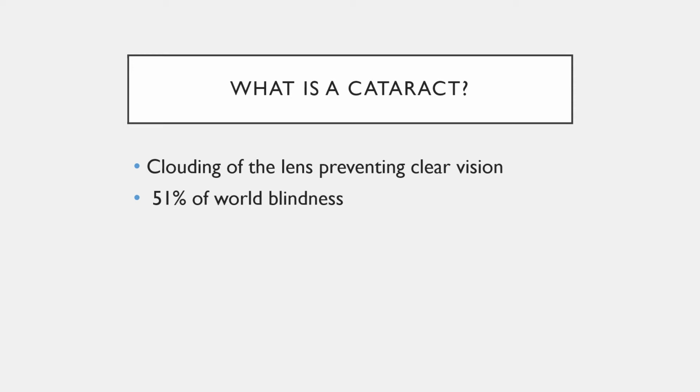They are labelled as the World Health Organization's priority eye disease due to the significant visual impairment and blindness they cause worldwide. Figures from 2010 say that 51% of the world's blindness can be attributed to cataracts. That equates to 20 million people.